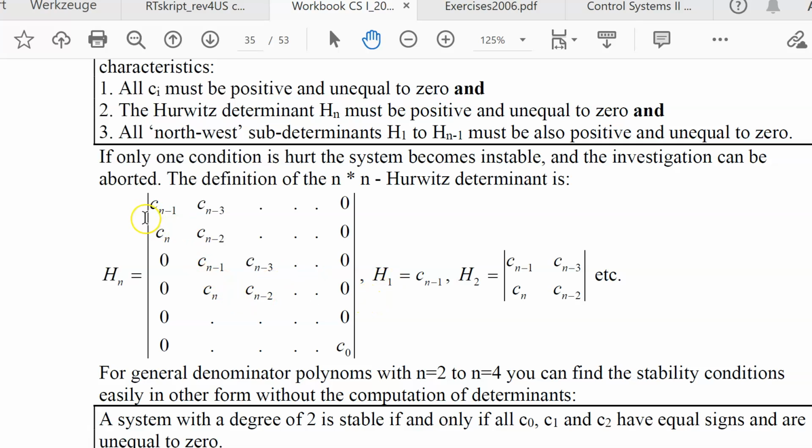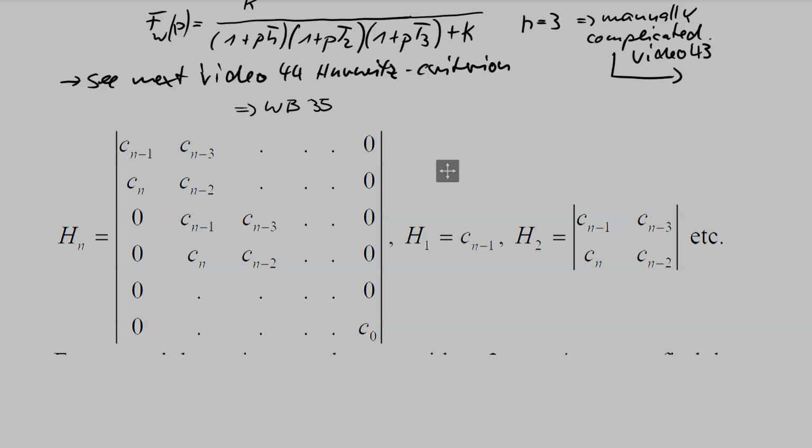And furthermore, the subdeterminants, so I say the top left. I should copy this determinant into my notepad. Sorry, wait for this. So this is the copy of the determinant. The top left Hurwitz determinant, then this 2 times 2 top left, 3 times 3 top left, and so on.